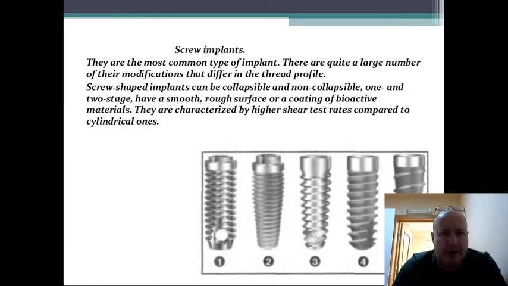Screw implants. They're the most common type of implant. There are quite a large number of their modifications that differ in their thread profile. Screw-shaped implants can be collapsible and non-collapsible, one- and two-stage, and have a rough surface or a coating of bioactive materials. They are characterized by higher shear test rates compared to the cylindrical ones.